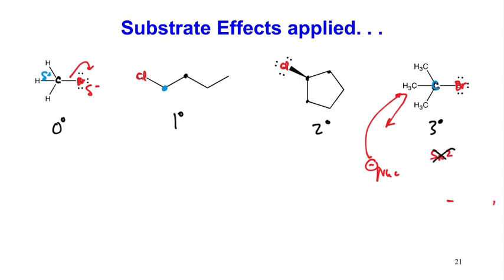SN2 doesn't work. So if you can look at your structure that has that electronegative element on it and quickly decide, oh, that's tertiary, you know you're not looking at an SN2 mechanism. That's a pretty quick screening statement to throw out. Okay? And if it's tertiary, what could happen is the bromine could leave, forming a tertiary carbocation.